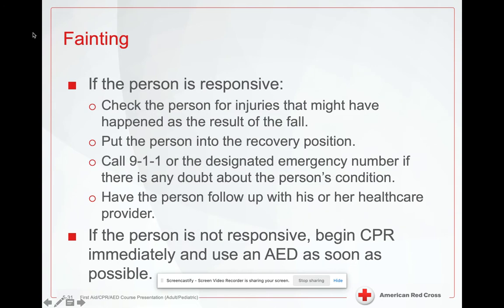So, with fainting, if a person is responsive, we'll check for injuries that may have happened as a result of the fall. We can put that person in the recovery position. And if we have any doubt about their medical condition, we want to go ahead and call 911. If not calling 911, recommend that they follow up with their healthcare provider. If the person faints and is not responsive, again, just like anything else, we want to go ahead and start CPR and get the AED as soon as possible.